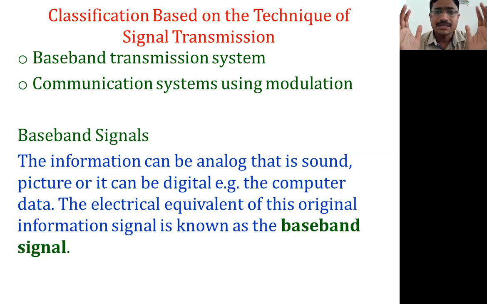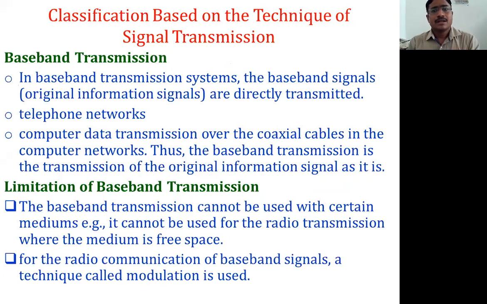Now you can transmit this baseband signal as it is for a short distance. That is called a baseband transmission system. Here the baseband signal is directly transmitted. Telephone networks are an example, or the mic and loudspeaker system that is used in functions. Computer data transmission over coaxial cable, meaning the cable television at home or the LAN in a computer lab, are some examples of baseband transmission.